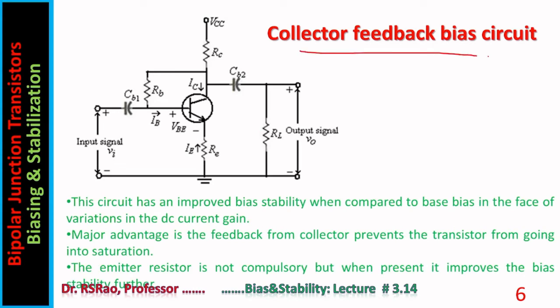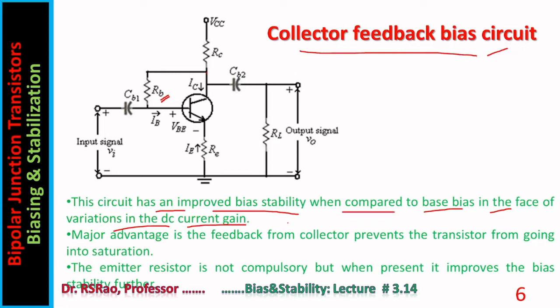Another circuit, collector feedback bias circuit. The difference between this circuit and the previous circuit is RB, RB's connection points. One end of RB is connected to base, other end is connected to collector terminal. Some points regarding this circuit. This circuit has an improved bias stability when compared to base bias in the face of variations in DC current gain. See, this term DC current gain is coming repeatedly in all the three bias circuits.